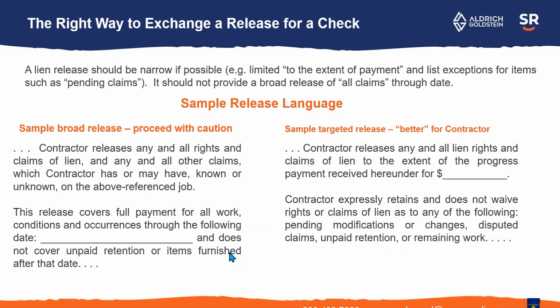So if anything, you want to make your release to the extent of payment only. If you've got somebody on the other side that will not pay you, or their bank will not pay you unless it releases claims through a certain date, then find a way to list what those pending claims are. So you can say, okay, that's fine, but the following items are not released: these pending change orders, this potential delay claim, and unpaid retention.